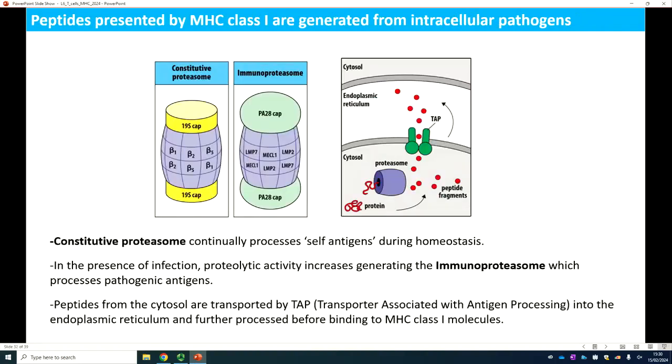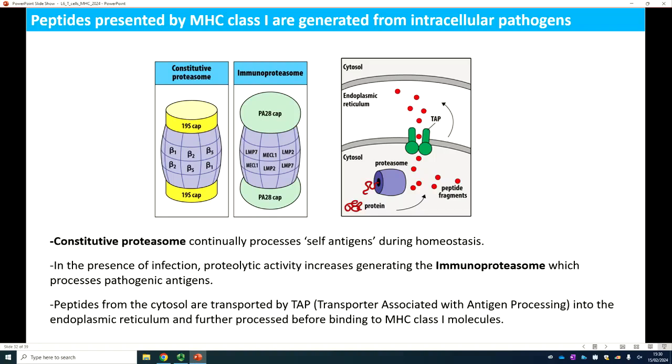So what's going on with MHC class 1? Well, in MHC class 2, the antigen is being broken down in that endosome, so it's been taken up by phagocytosis and it's being degraded by that increased acidification. But obviously for peptides that are in the cytosol, it's a little bit different. So this is where we need to rely on the constitutive proteasome and the immunoproteasome. The constitutive proteasome is continually processing all of the self-antigens within a cell during homeostasis. So it's doing that all the time, and that's why you're presenting on MHC class 1 all the time.